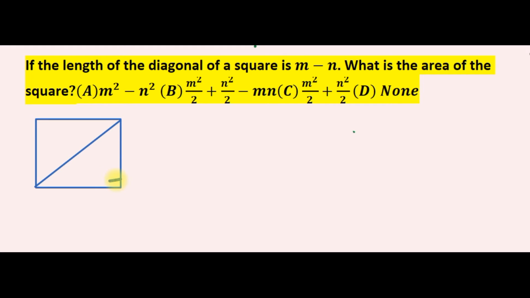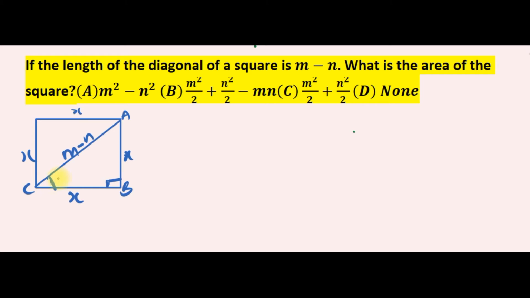So you know here is 90 degrees. They say the length of the diagonal is m minus n. I know this is a square, all the sides are equal, so let's call the sides x. So the others are also x. So as you can see, we have a right angle triangle, maybe ABC. So we know that this is 90 and this is an isosceles triangle.